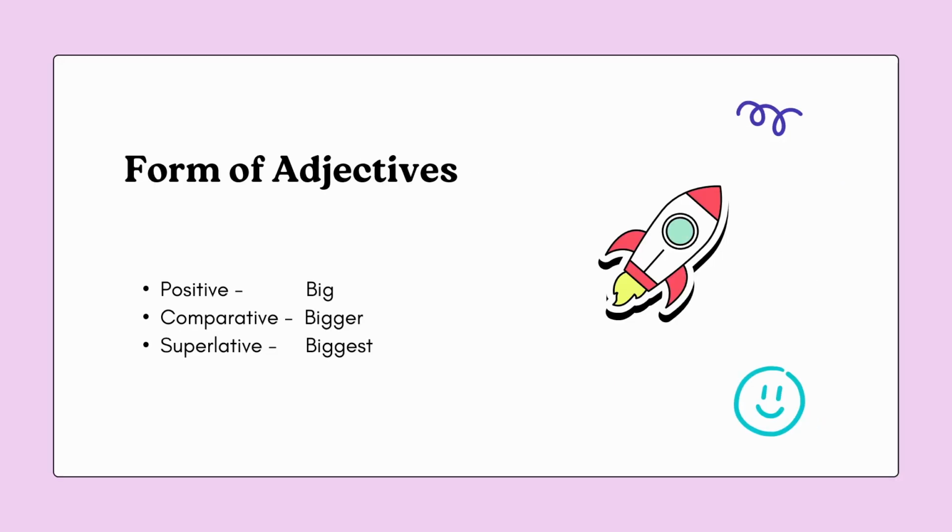Forms of adjectives. We see adjectives in three forms: positive form, comparative form, and superlative form. Take this as an example: big, bigger, biggest.